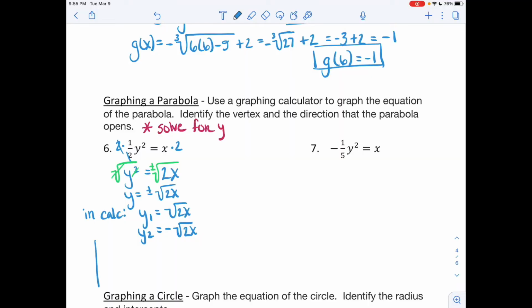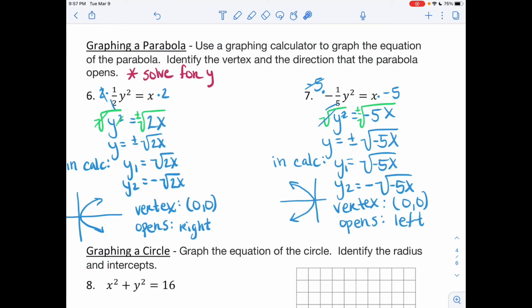Back here in our notes, just to do a super rough sketch, we saw that our graph looks something like this. It had a vertex at 0, 0, and it opened to the right. And that's what we were asked to do with this one. So even though it looks like a parabola, like I said, technically it is two separate square root functions that are making this sideways parabola. Why don't you try number 7 on your own and then come back here to see how you did.